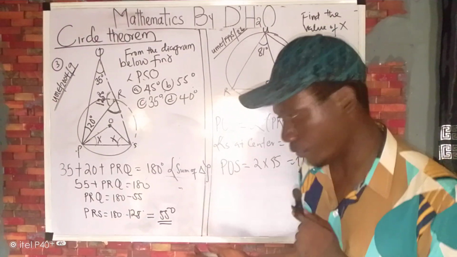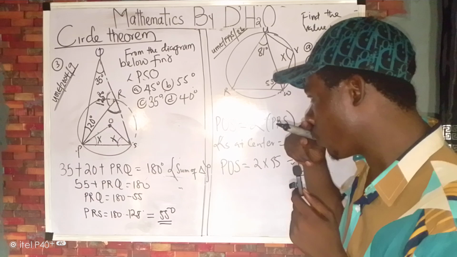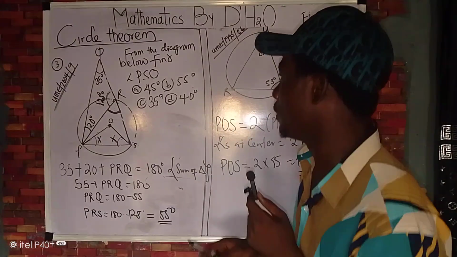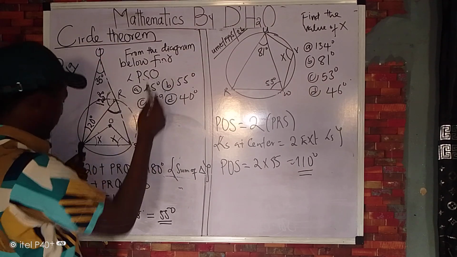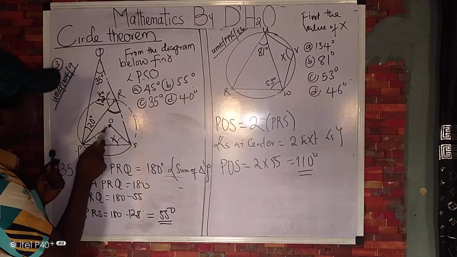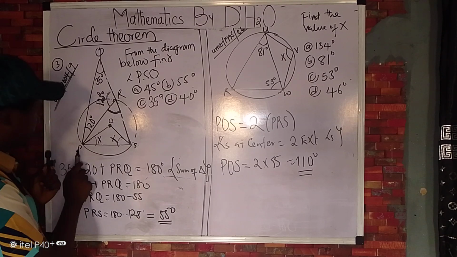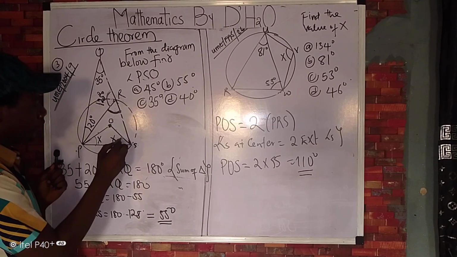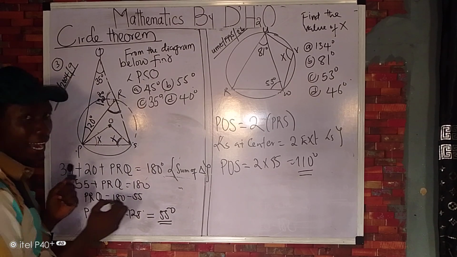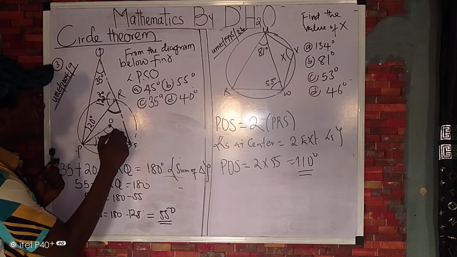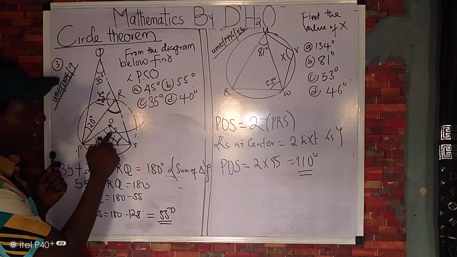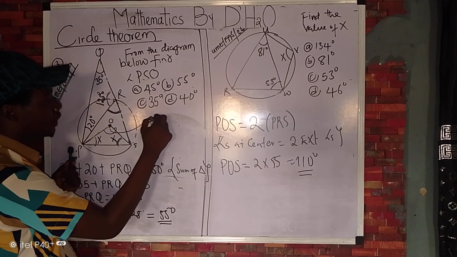Now, what did they say we should find? We were told to do what? To find the value of what now? From the diagram above, find the value of PXO. Looking for this angle, the angle X. Remember I told you that this angle and this angle, they are the same. Now that we have gotten the angle here, what's the angle here? The angle here is 110 degrees.